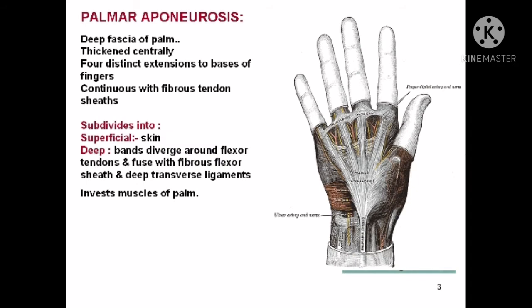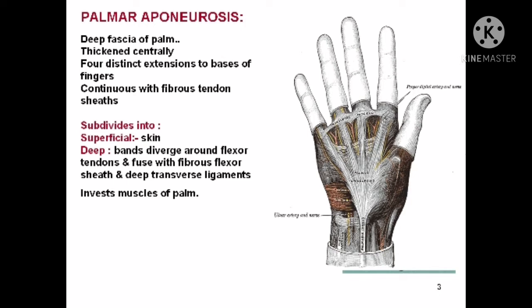The palmar aponeurosis. It is the deep fascia of the palmar aspect of the hand. It is thickened centrally, it sends four distinct extensions to the bases of the fingers, and it continues with the fibrous tendinous sheaths. The subdivisions of the palmar aponeurosis.